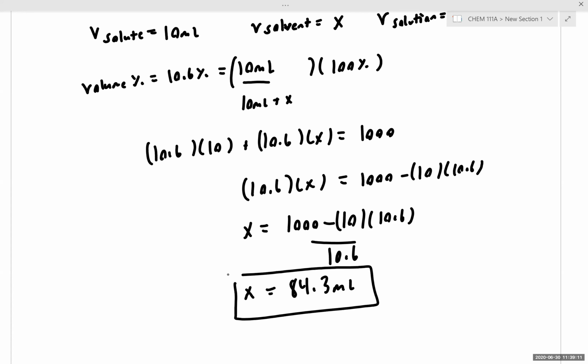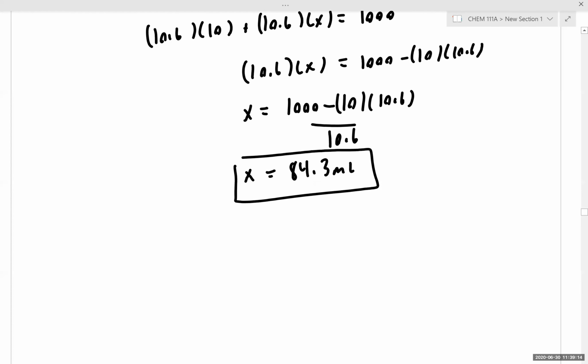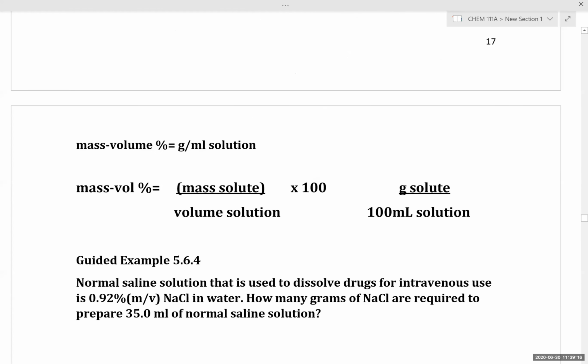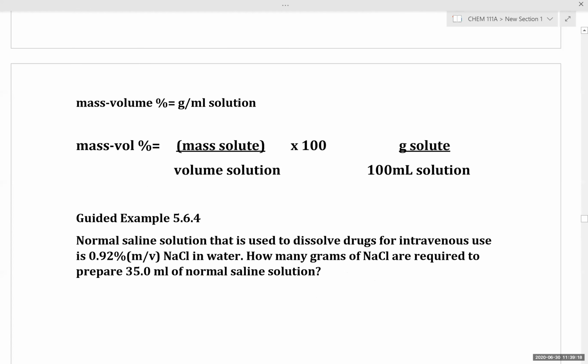Okay, so let's look at one last way of expressing concentration in terms of percent, and this is mass volume percent, which is grams per milliliter of solution. So mass volume percent is the mass of solute in grams over the volume of solution in milliliters. You can think of it as the grams of solute per 100 milliliters of solution.